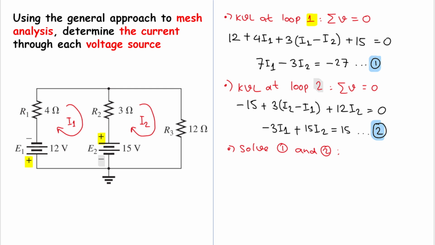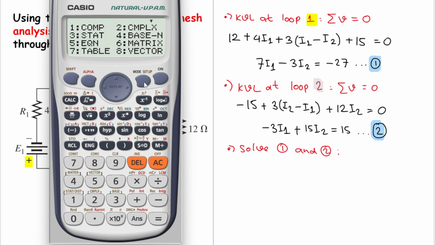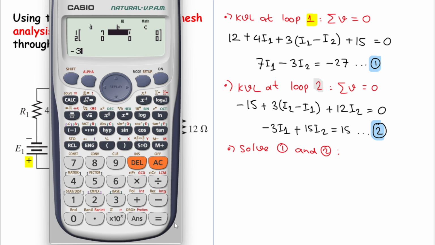Okay, the fastest way to solve that is by using a calculator. Let's set this as equation solver, this button, and equation solver is number 5. 2 variables is number 1. Let's plug this in. So I have 7, then minus 3, and then minus 27, and then minus 3, and then 15, and then 15.